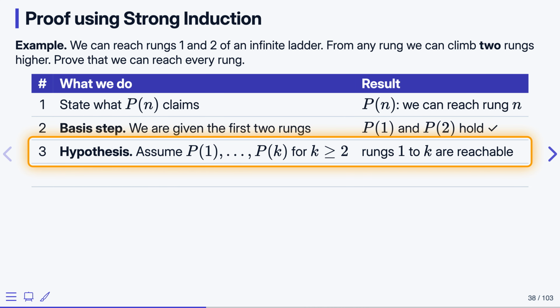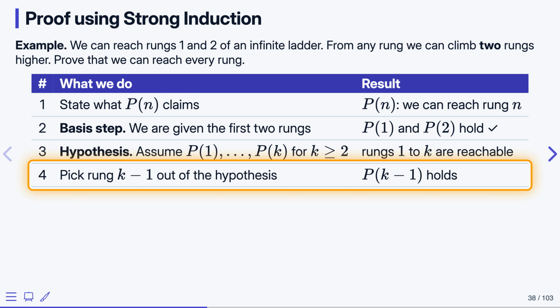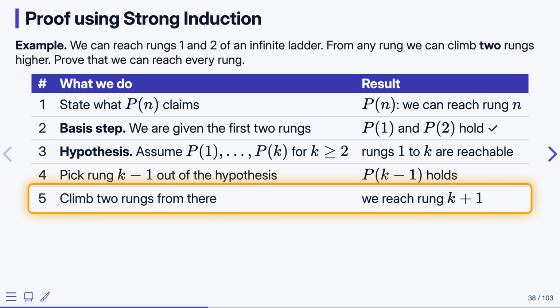Step 3, the hypothesis. Assume we can reach every rung from 1 up to k, where k is at least 2. Step 4, now pick one case out of that hypothesis. We choose rung k minus 1. Since k is at least 2, that rung is in our range, so we can reach it. Step 5. From rung k minus 1 we climb 2 rungs higher. That lands us on rung k plus 1, so we reach every rung of the ladder.